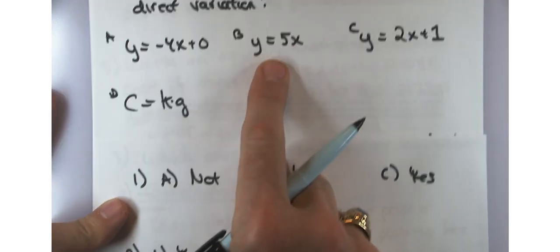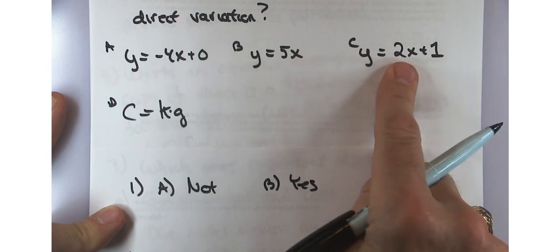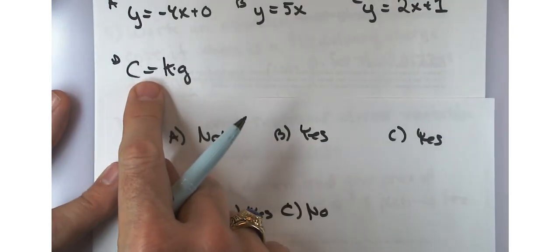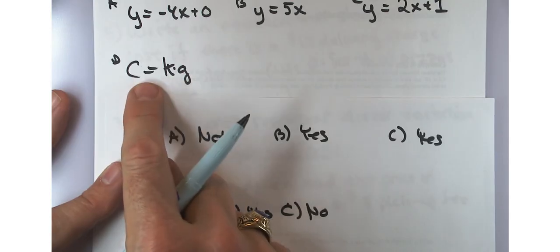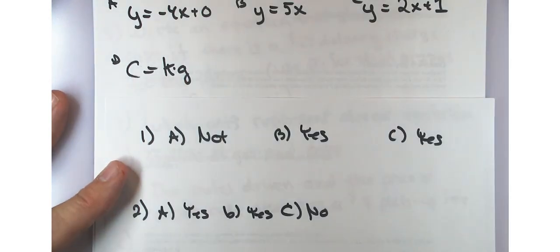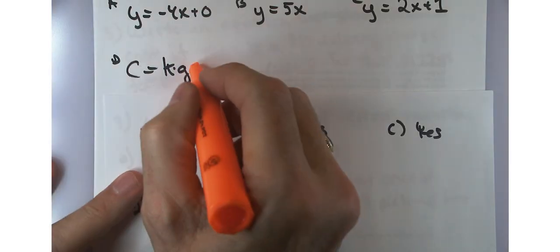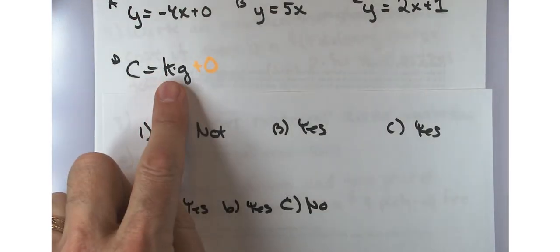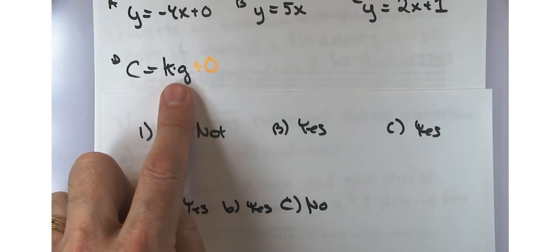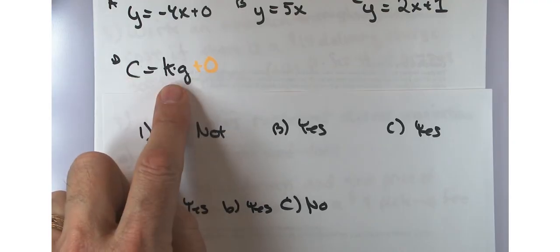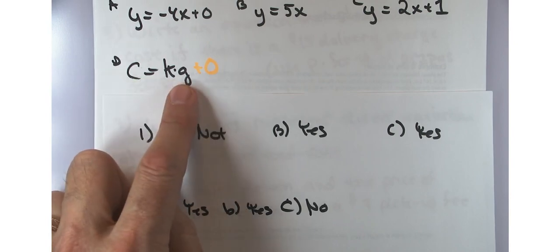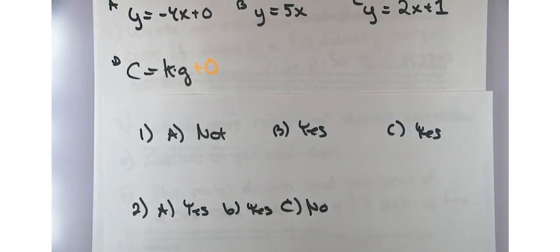How about the next two? Yes. How about this one? No. All right, so a yes and a no. How about the last one? Well, it's different variables, but do I have a plus something here? It's a plus 0. So these two vary together directly because this would pass through what would be the equivalent of the origin in this different scale, C and G. G would be the independent, this would be the dependent. So yes, it would pass through.